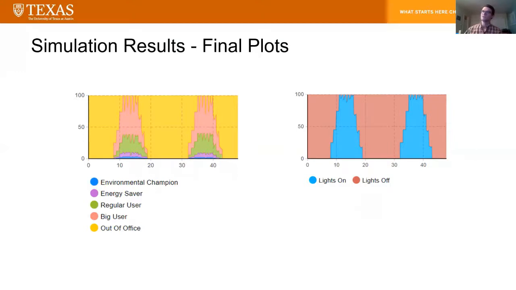And so one of the main differences between these two plots, you can see that the spikes here go down a lot farther for when the workers are on break. However, they're a lot shallower up here for the lights being off during the breaks, and that's because most of the workers in this office are either regular users or big users, and those two populations do not turn their lights off with as much frequency as the environmental champions or energy savers. So that's why not as many lights are turned off as workers go on break.